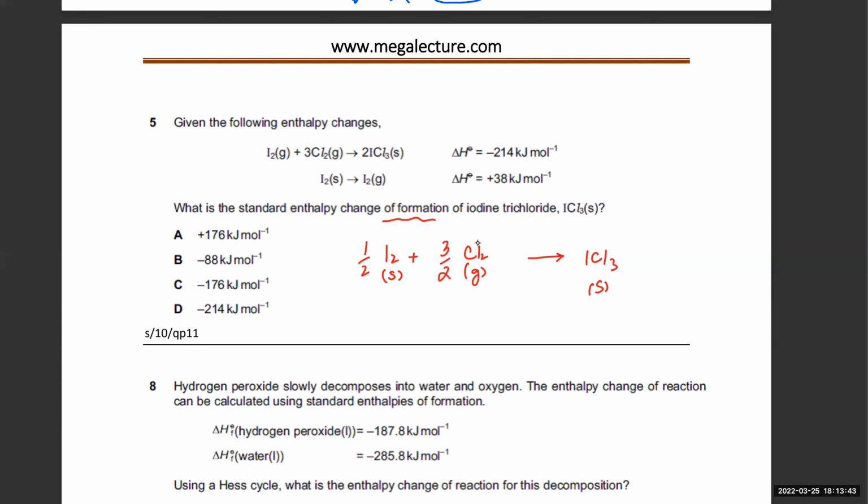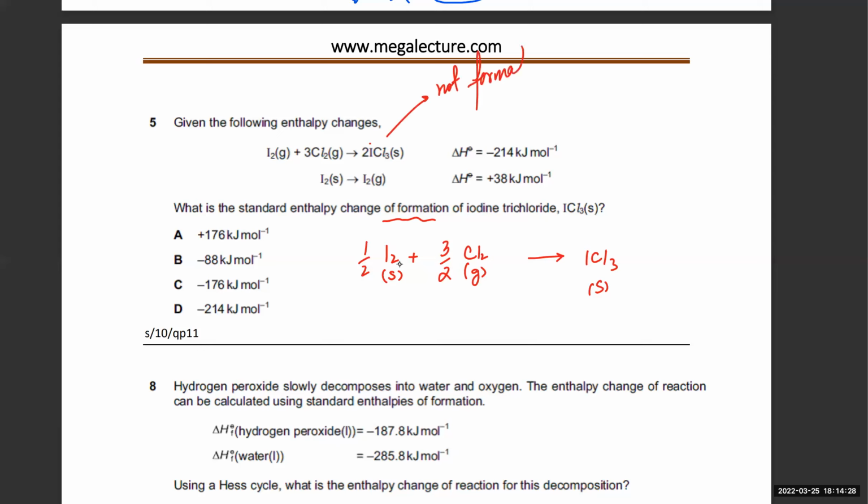Is that clear? Sir, shouldn't it be 1, 3, and 2? What's 1, 3, and 2? Because the equation is given. Which equation? The formation of ICl3. No, that's not formation. What do you think? That's not formation. Formation is when 1 mole of a substance is formed from its constituent elements, and the elements have to be in the standard state. What do you think should the state of iodine be? It should be a solid or not. So this one is not formation.